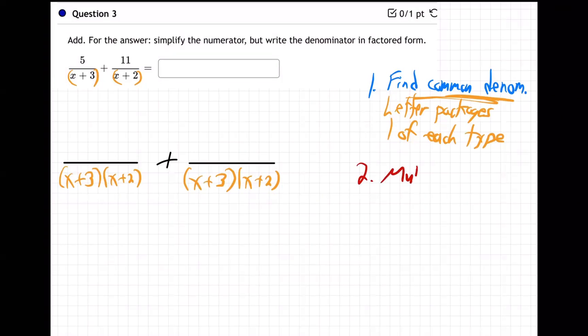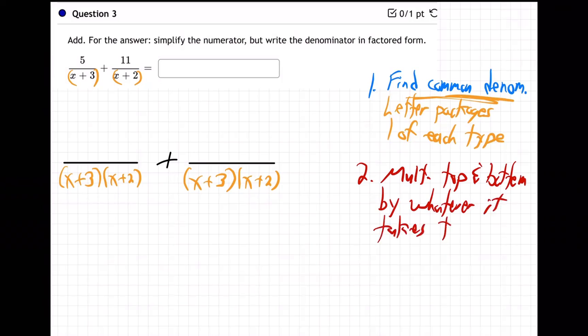So we're going to multiply top and bottom. Multiply the top and the bottom by whatever it takes to equal the LCD, the common denominator. In other words, I'm going to look at this first fraction. I'm going to say, what do I need to multiply top and bottom of him by to get him to match the common denominator? Well, he needs the x plus 2.